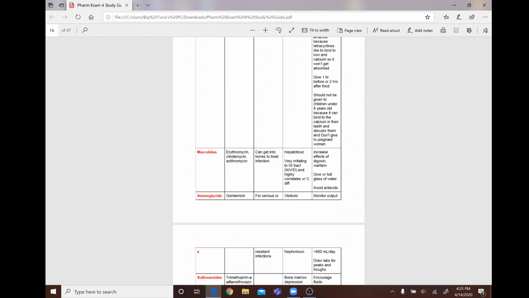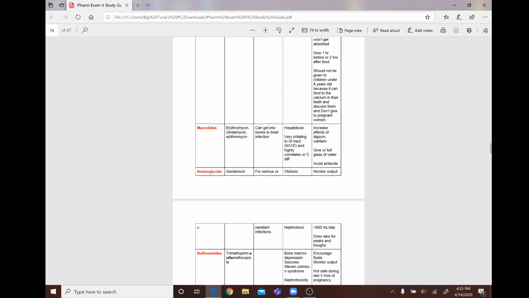With macrolides, you've got erythromycin, clindamycin, and azithromycin. Macrolides are used to get into bones to treat infection. However, they can cause hepatotoxicity. They can also cause nausea, vomiting, diarrhea. And clindamycin correlates with C. diff. Macrolides increase the effects of digoxin and warfarin. When you take a macrolide, you want to give it with a full glass of water. And with macrolides, you want to avoid antacids.